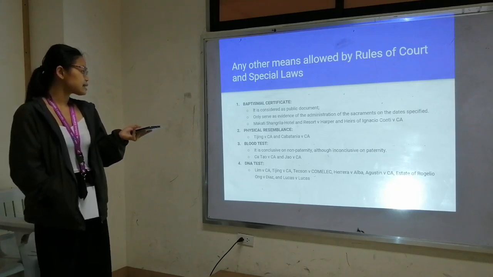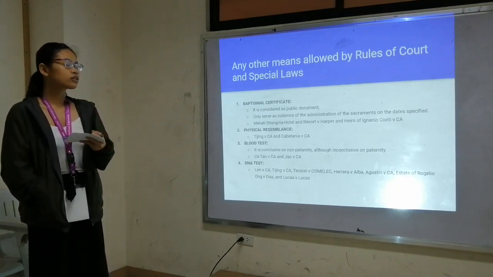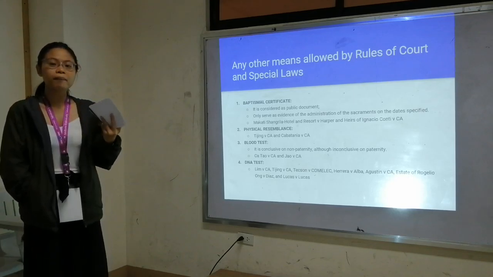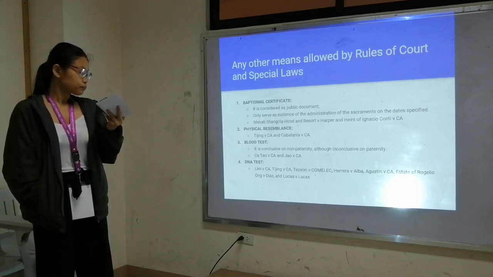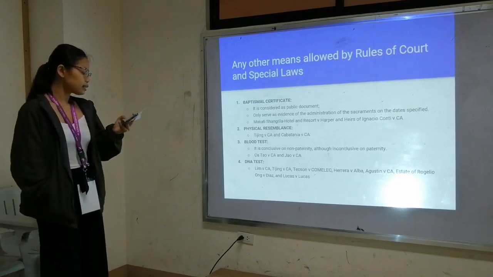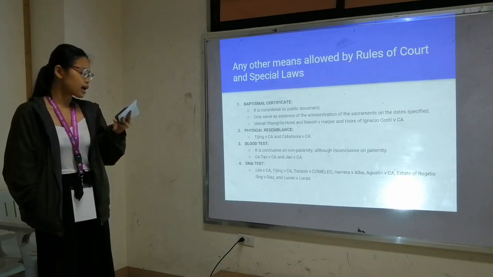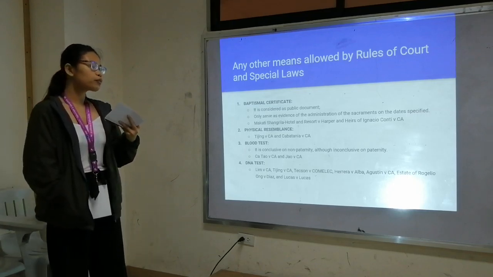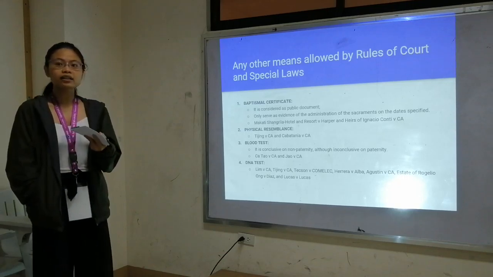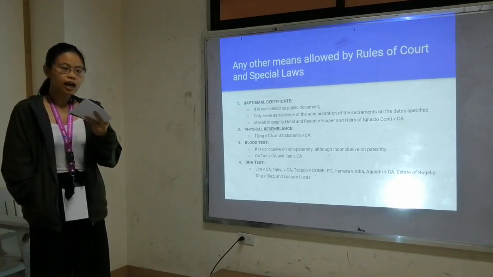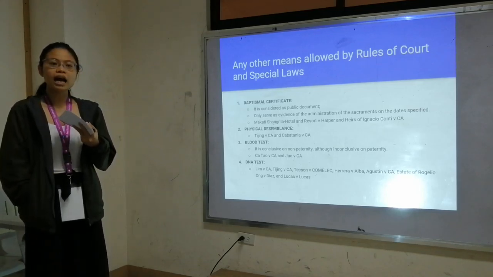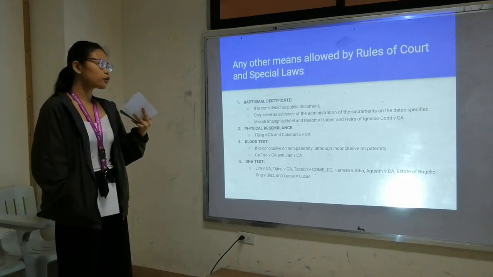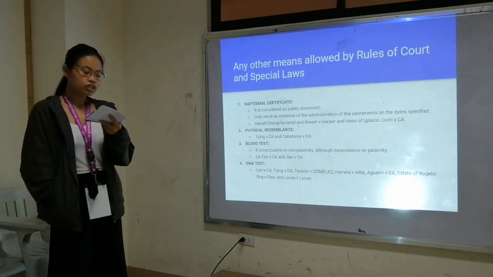Next is the blood test. It is conclusive on non-paternity, although inconclusive on paternity, meaning a blood test is not enough to prove the paternity of the child to the alleged father. Next is the DNA test. In the case of Lim versus Court of Appeals, in this first case, the court held that DNA is not sufficient to prove the paternity or filiation of the questioned child to the alleged father, considering that at the time the case was held, the country lacks the facilities to conduct DNA tests and to prove the filiation of the questioned child.